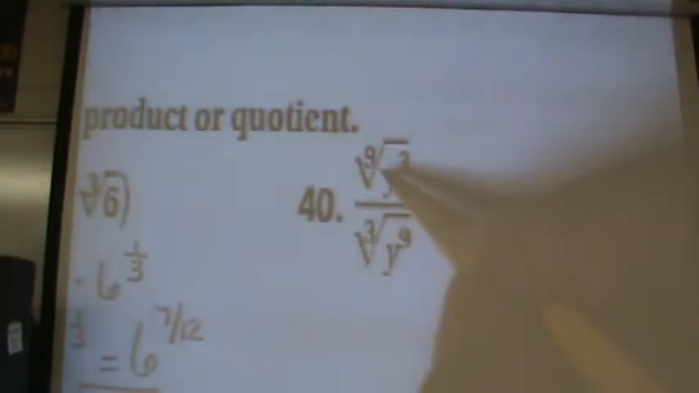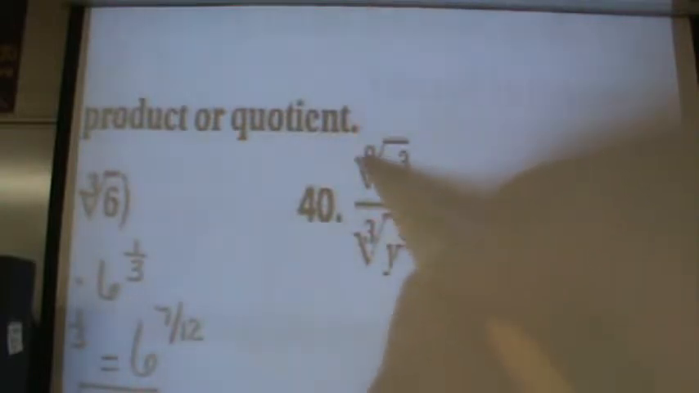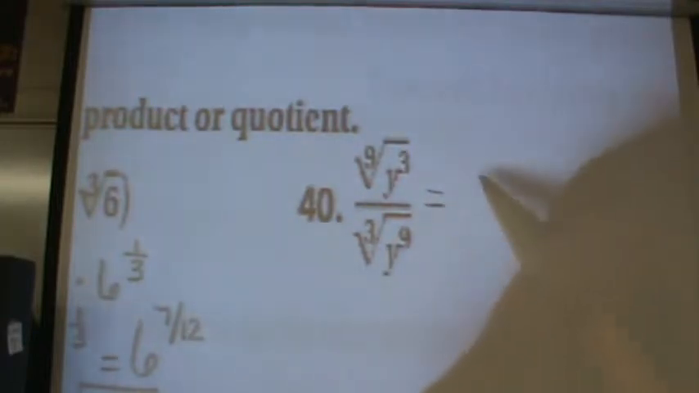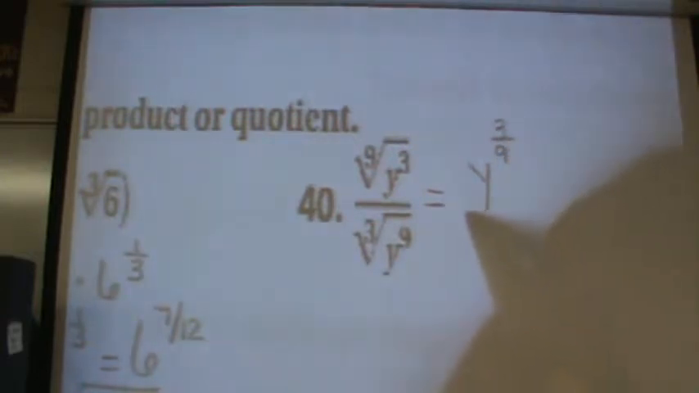So we can't subtract these right now because their indexes are different. So can we write this with a rational exponent? Y to the what power? Y to the 3/9 over y to the 9/3, I'm sorry, 9/3.